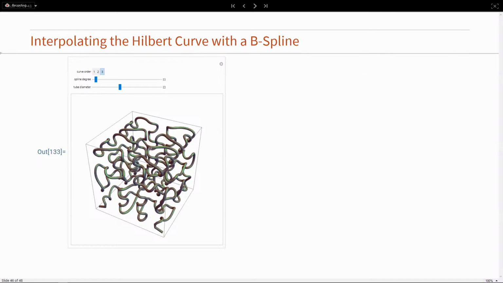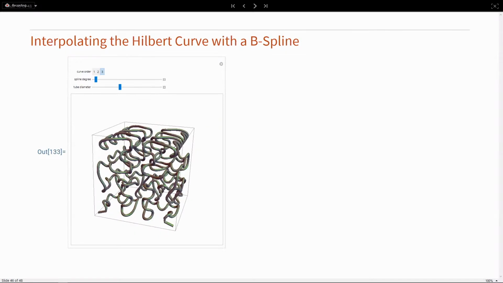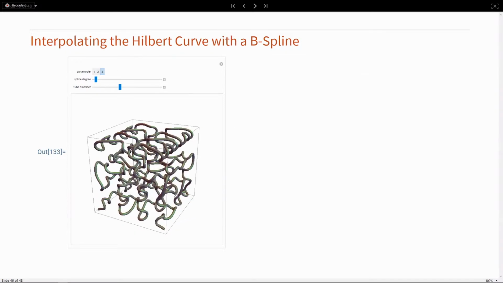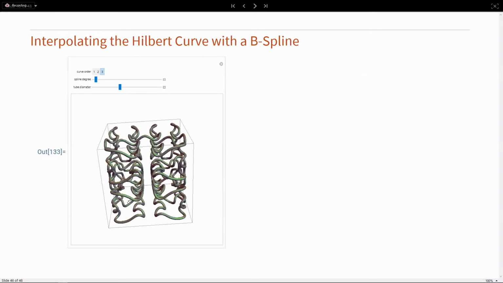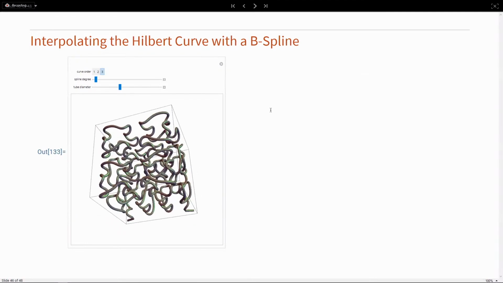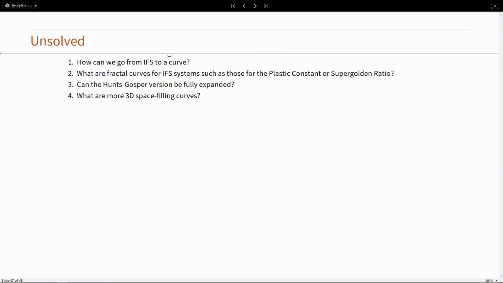And here's an interpolated version of the Hilbert curve with splines. Somebody asked about splines earlier. And here's what that starts looking like. So let me expand these some.